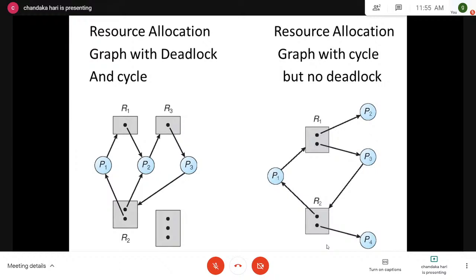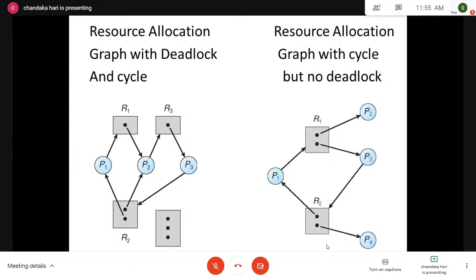Suppose your computer has a single instance of each resource type, then a cycle leads to deadlock. Deadlock implies a cycle, so both are satisfied: a cycle leads to deadlock and deadlock leads to a cycle. But if a computer system has multiple instances of each resource type, a cycle may not lead to a deadlock, but deadlock leads to a cycle.